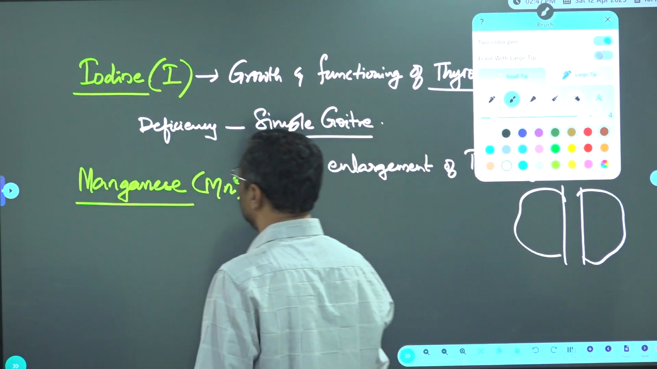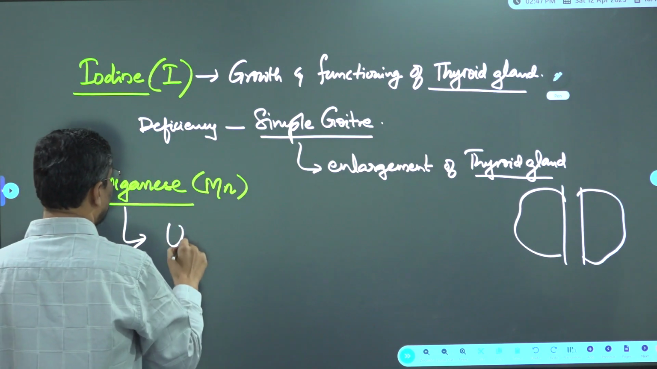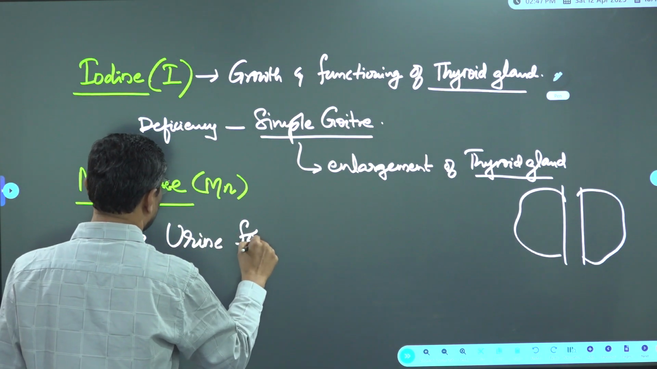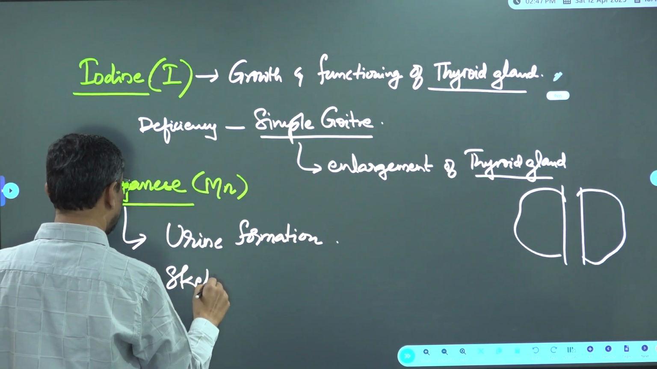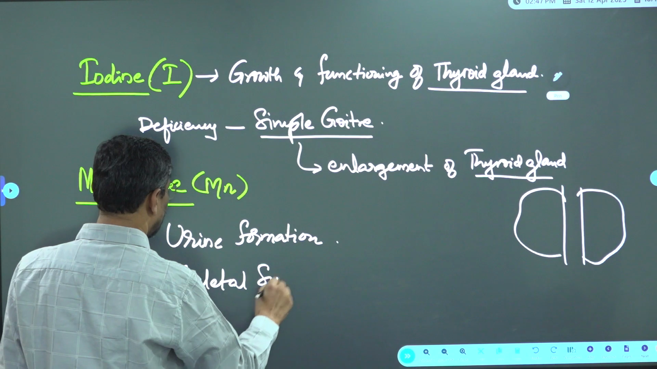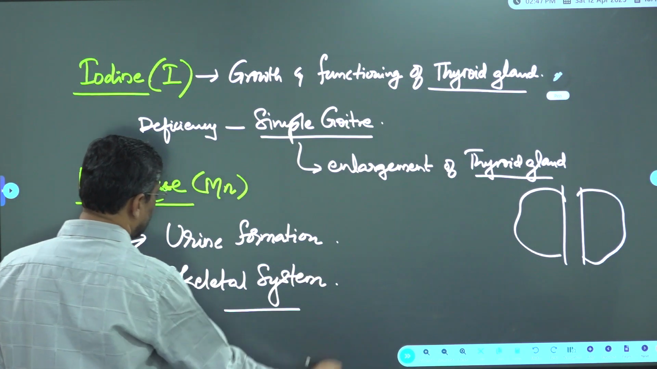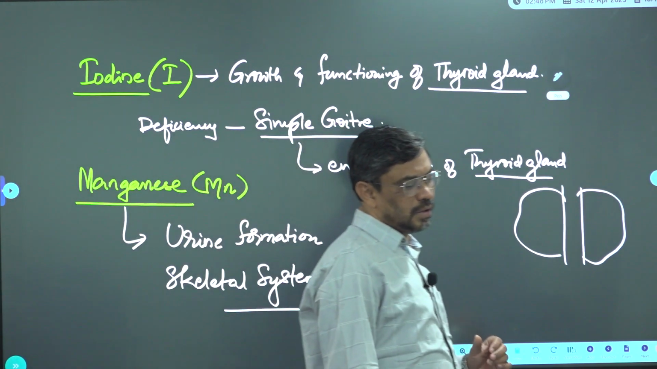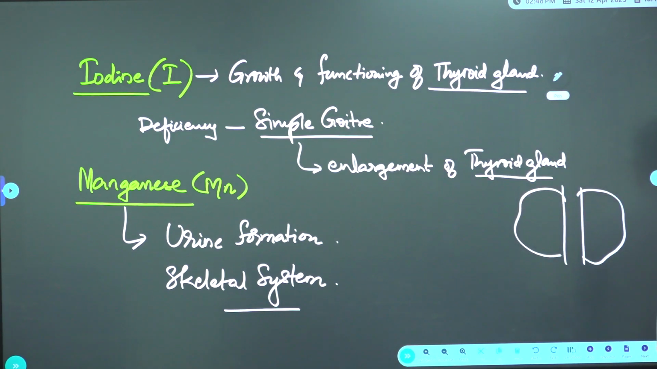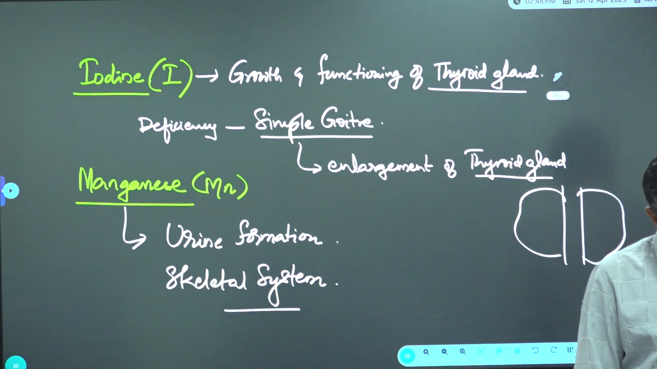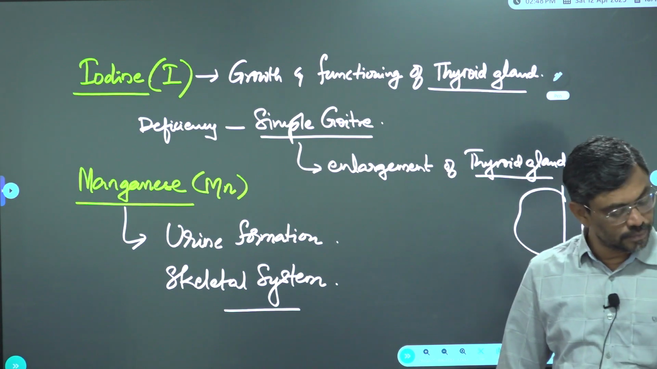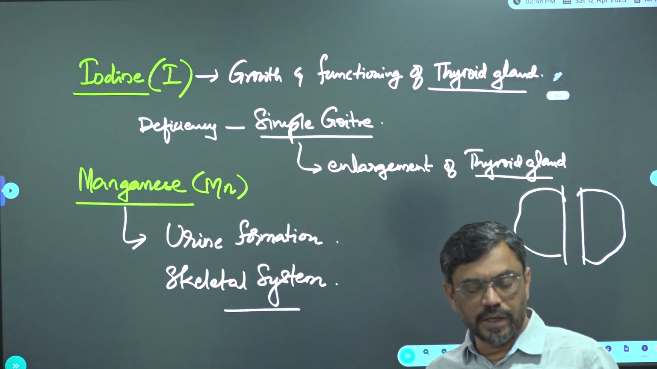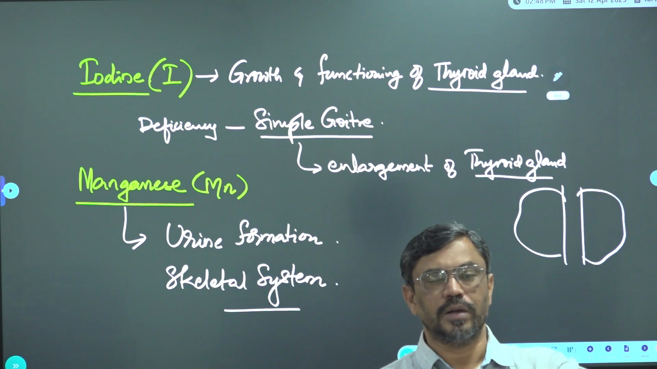Manganese is required for urine formation. It is required for development of the skeletal system. Manganese is required for urine formation and is required for the development of skeletal system. So these are some important minerals required by our body.